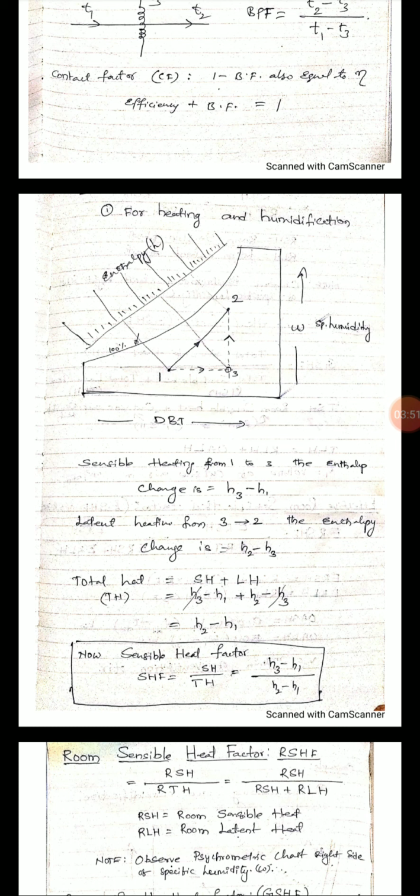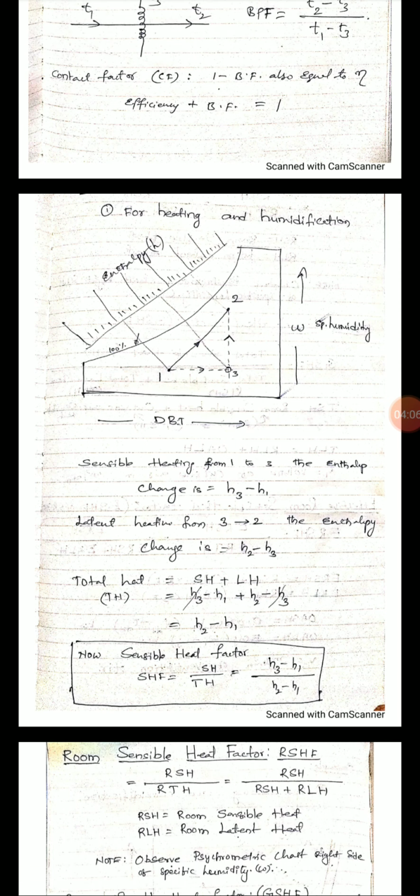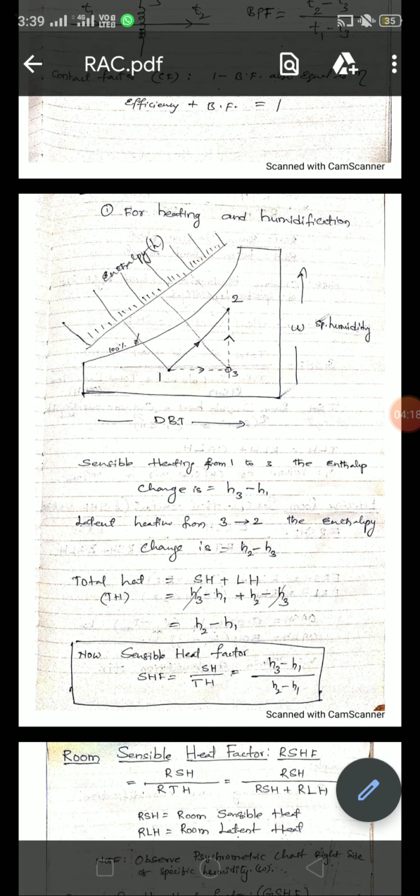Then the total heat given to the system, according to the process of heating and humidification, is sensible heat plus latent heat. SH plus LH is the total heat. Now substitute: SH is H3 minus H1 and LH is H2 minus H3. H3 gets cancelled and we get H2 minus H1. Now the sensible heat factor SHF is given by SH by TH, where SH is H3 minus H1 and the total heat is H2 minus H1. The total enthalpy change is H2 minus H1.